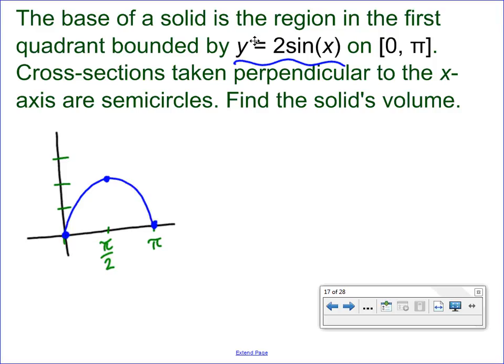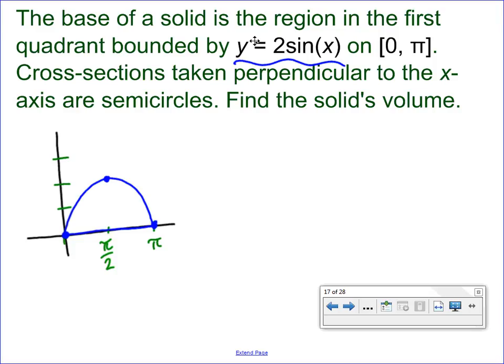So we're going to let this be the base of my solid. And now we're going to go ahead and draw a typical cross-section taken perpendicular to the x-axis. So what would that look like?